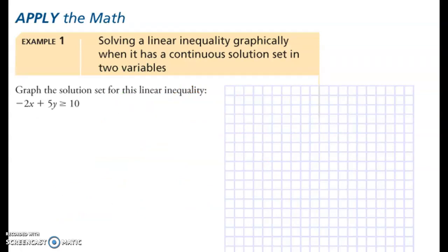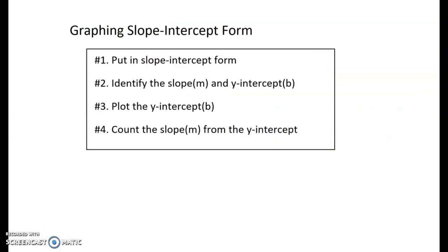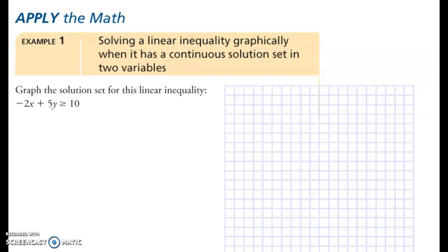With example number 1 here, we're going to get our first taste of graphing a linear inequality. Now we have graphed, as we've practiced in the review for this unit, and so we are going to, number 1, put the equation into slope-intercept form. Then we're going to find the slope and the y-intercept, plot the y-intercept, and count the slope up or down from the y-intercept. Okay, so let's look at this now.